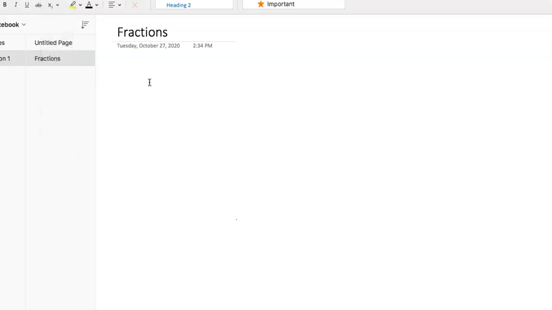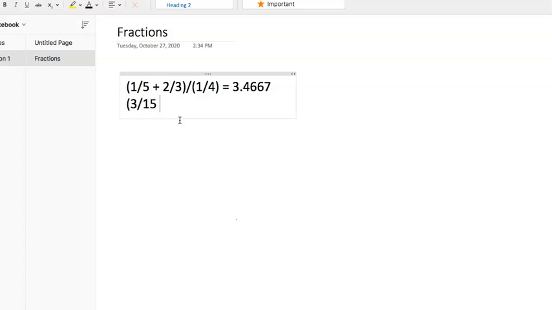Again, we have three total that we're going to look at. The next one is 1/5 plus 2/3 divided by 1/4. So pretty similar thing here first, where we have to find that common denominator, where we have a 5 and a 3 in the denominator. So 1/5, we can make 3/15. And 2/3, if we multiply the top and bottom by 5, we can make 10/15.